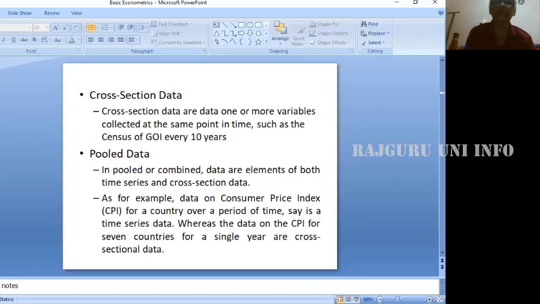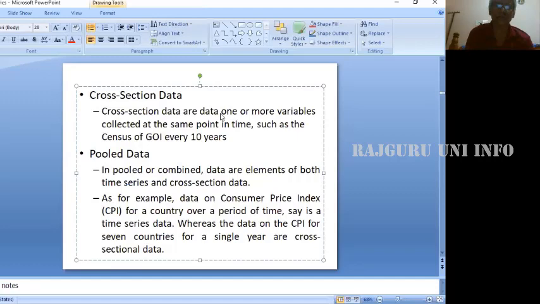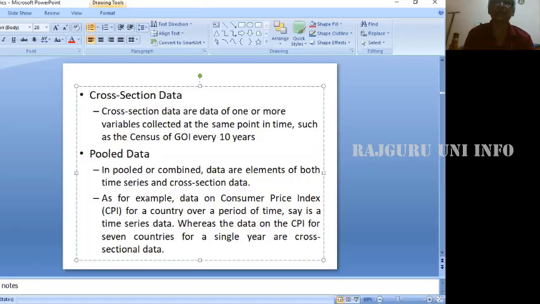So cross-sectional data are data of one or more variables collected at the same point in time, such as the census of Government of India every 10 years. That becomes cross-sectional data.